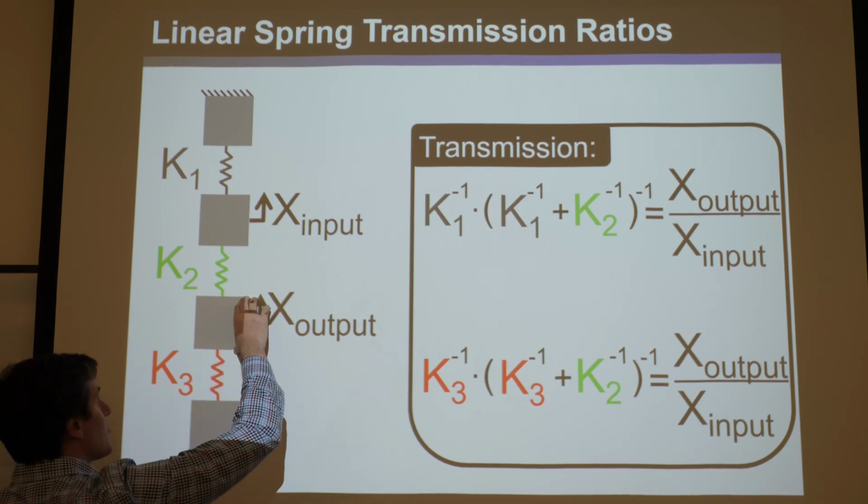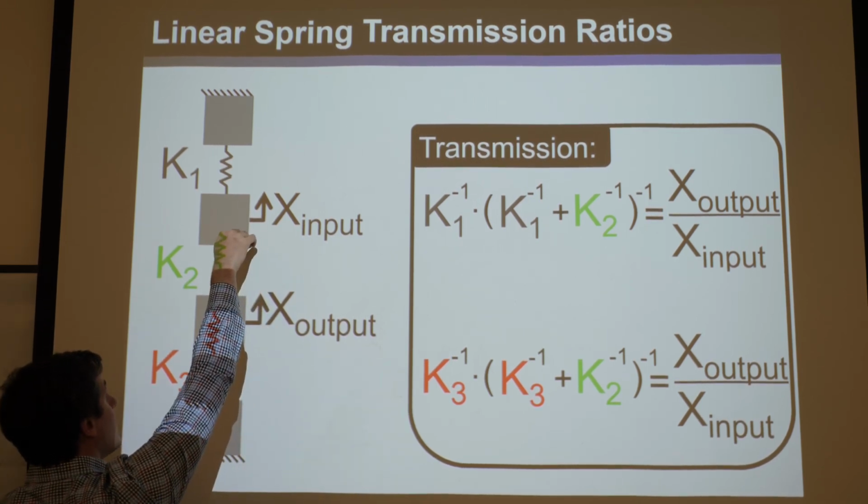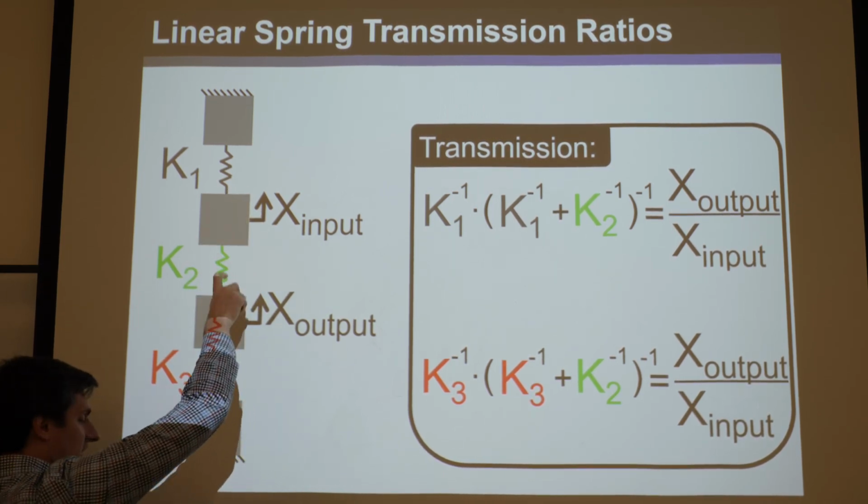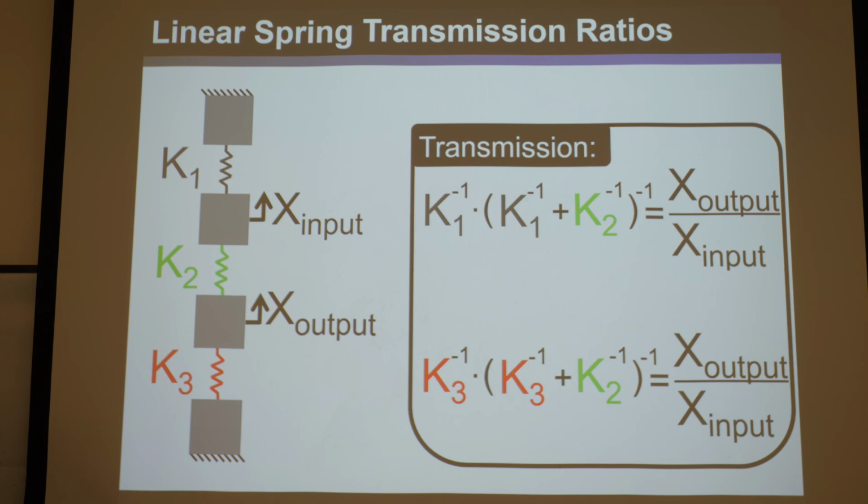So if I drive this 1 centimeter and this moves half a centimeter, and then I grab this and move it half a centimeter, this is not going to move 1 centimeter anymore. It's going to do something different. Which is weird. You'd think they'd be the same, but they're not. And if you think about it deeply, you can see that they're very different. This one has nothing to do with K1, and this one has nothing to do with K3.